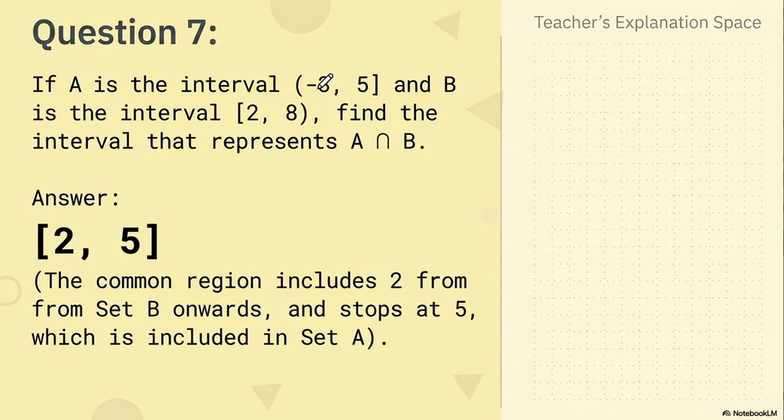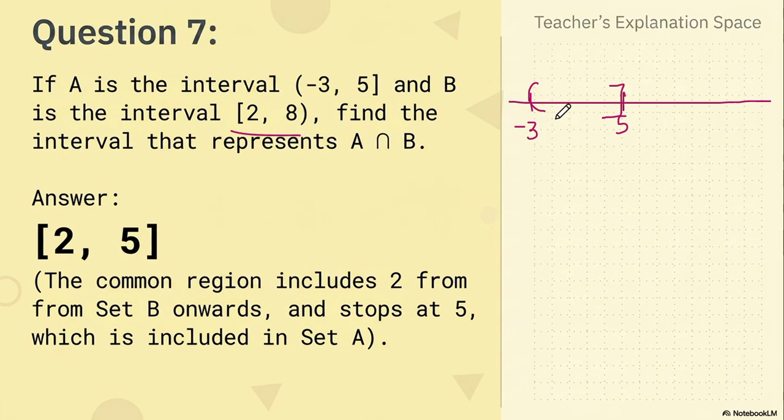So A is given to be the interval from -3 to 5. If I draw the number line, let's say -3 is here and 5 is here. So -3 is open, so -3 is not included, but 5 is closed. After that, the second interval is closed 2 to 8.